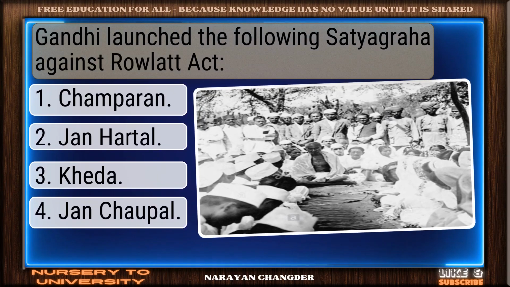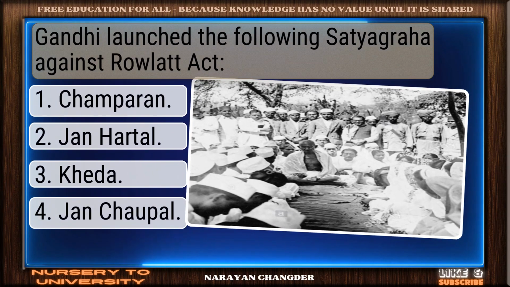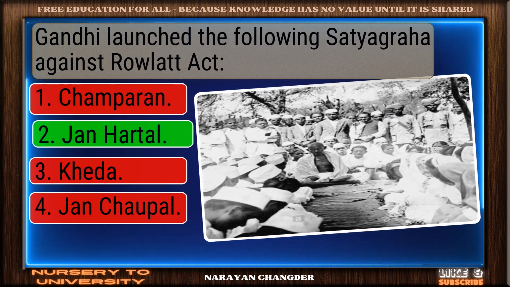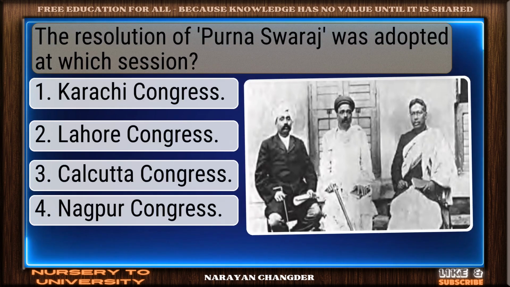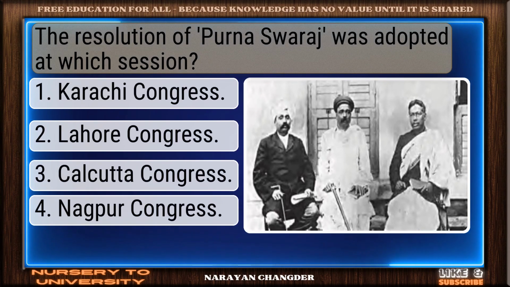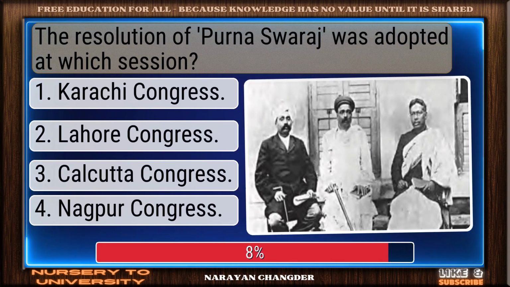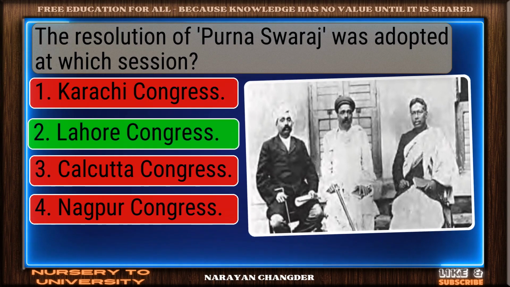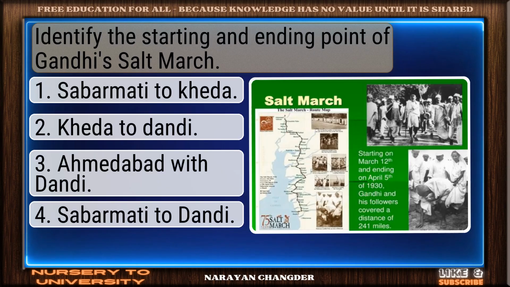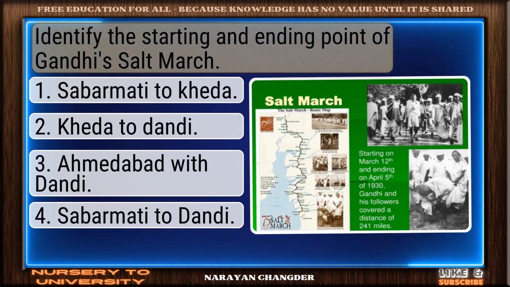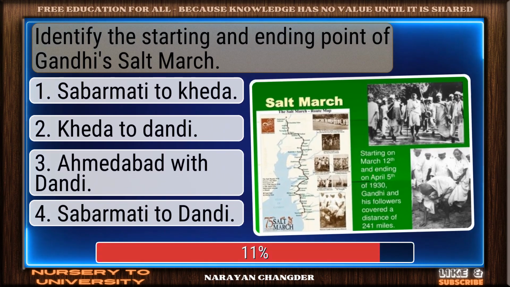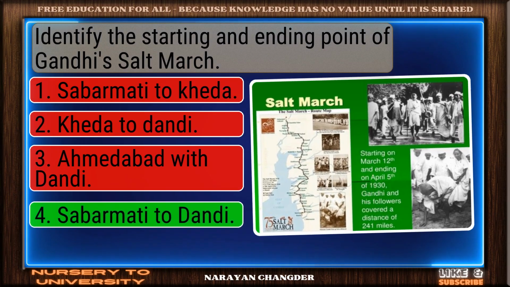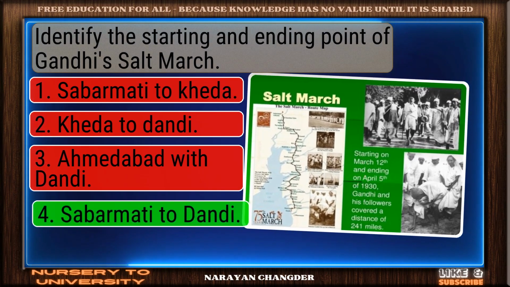Gandhi launched the following Satyagraha against Rowlatt Act. Exactly. Jan Hartal makes sense. The resolution of Purna Swaraj was adopted at which session? On track. Lahore Congress is correct. Identify the starting and ending point of Gandhi's Salt March. Great job. Sabarmati to Dandi is accurate.